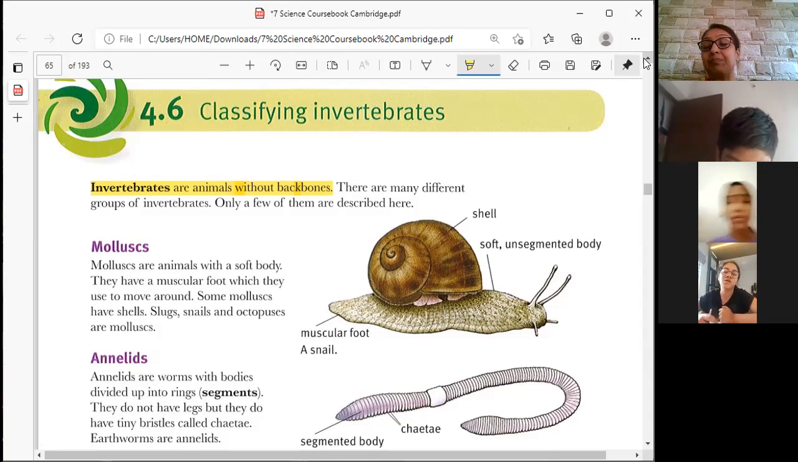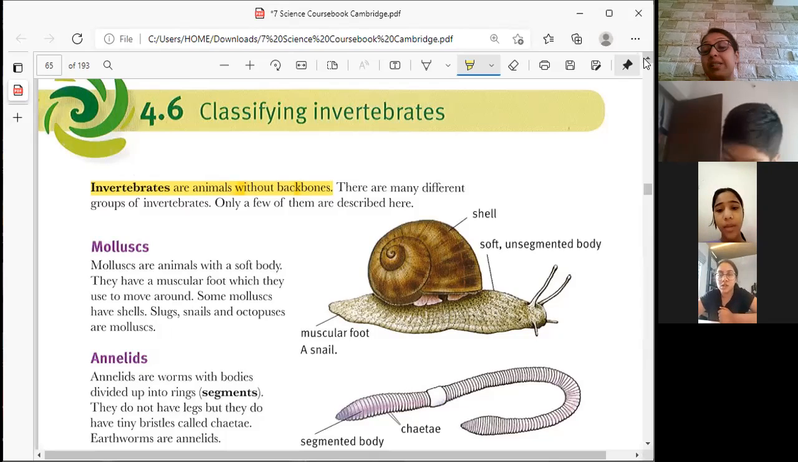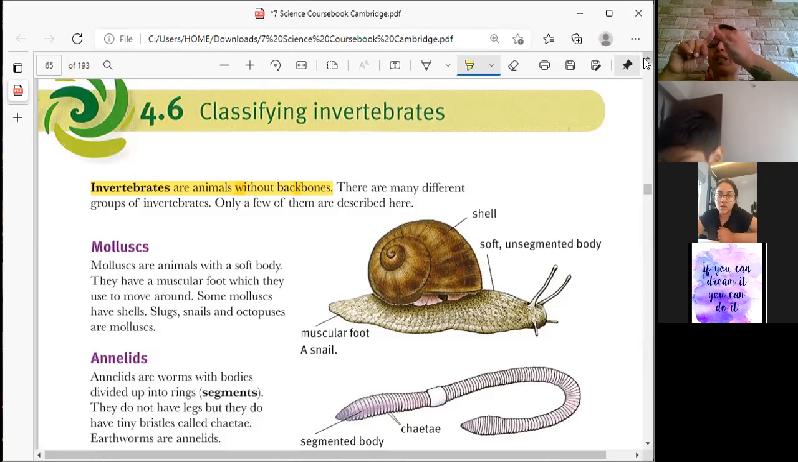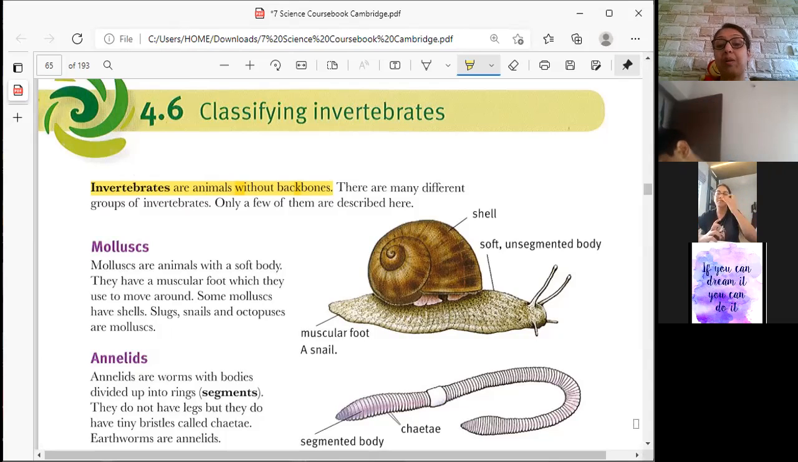Is it very clear? So what are the very important things that you need to know about molluscs? First is soft body. Second is muscular foot. Third is they may have shells. Some of them have shells, so we will say may have shells. And then I will give you the examples to write at the end of the chapter so that we can revise it one more time. Is it done till here? Molluscs is clear, understood? Yes, ma'am.